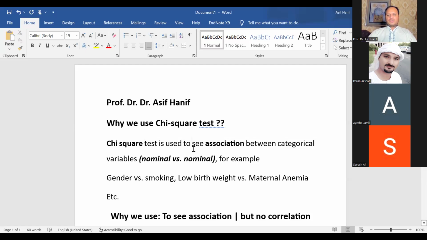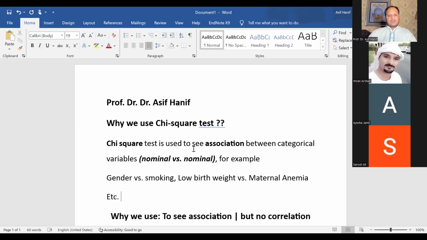For example, to see the association between smoking versus gender, or low birth weight, where the status is yes or no, and maternal anemia, where the status is yes or no. Low birth weight is also nominal. Maternal anemia, yes and no, is also nominal. So whenever there are two variables and both are nominal, both are categorical, we apply the chi-square test.